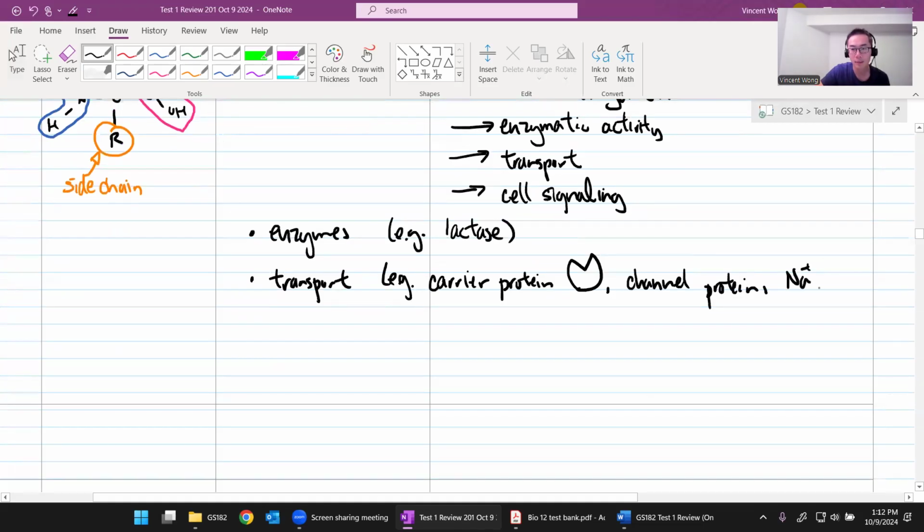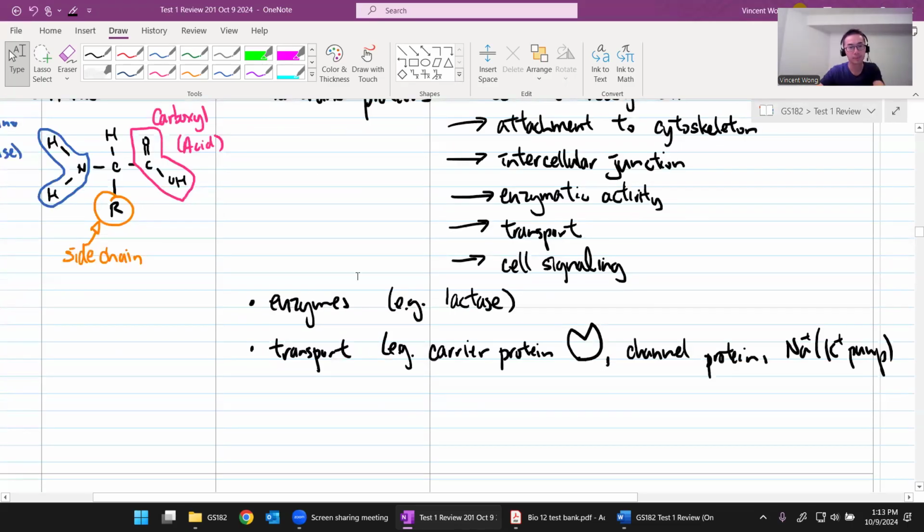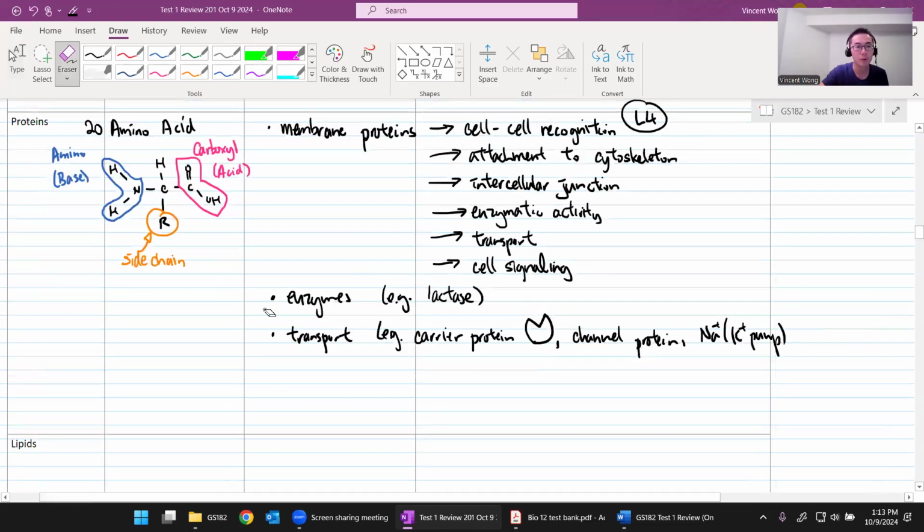Sodium potassium pump. That's another one, right? So at the time when we learned it in lecture 2, we didn't know about these examples, but this is a test review, right? So we do try to connect different things together. Okay, proteins are also important for structure. What kind of stuff in the body is made up of proteins, huh?